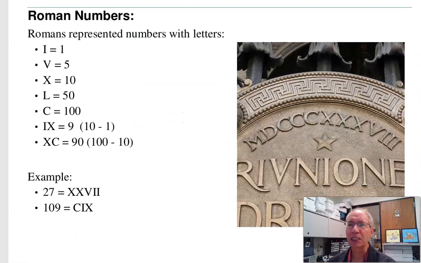Instead, what Romans had is representation for the different numbers, like the number 1 was I, V is 5, X is 10, L is 50, C is 100, and so on. I could represent the number 9 as IX, that'd be 1 short of 10, XC, 10 short of 100. So the number 27, for example, would be XXVII: 10, 10, 5, 1, 1. The number 109 is CIX, 100 plus 9. So you can represent numbers just fine using Roman numerals.